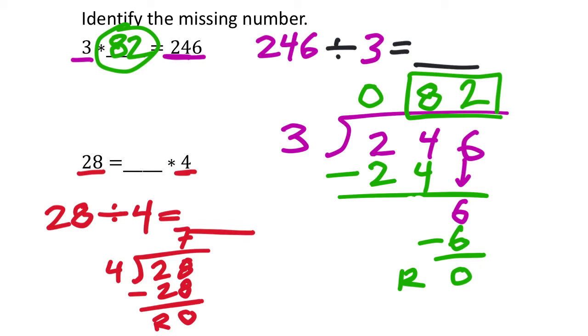So 28 divided by 4 is 7, which means that's the blank. So I can fill in 7 in the blank there, and that would be the missing number.